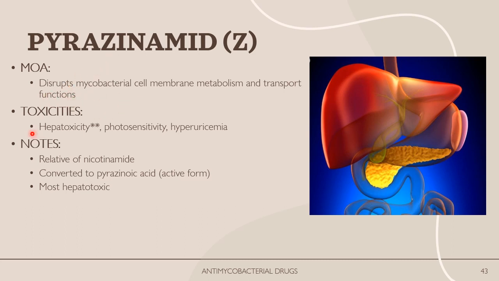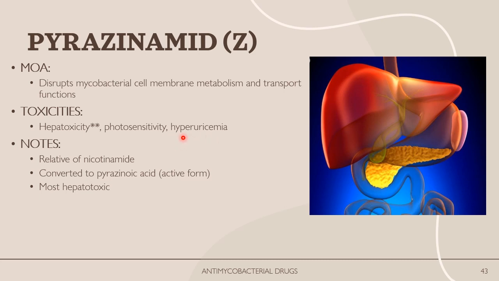Among all of your first-line drugs against TB, this is the most hepatotoxic, yung pyrazinamide natin. So pag lumabas sa exam, which of the following are hepatotoxic, tapos lumabas lahat yung first-line drug ng ating tuberculosis, you answer pyrazinamide because it is the most hepatotoxic, okay? It can also cause photosensitivity and hyperuricemia. So it can exacerbate gout.